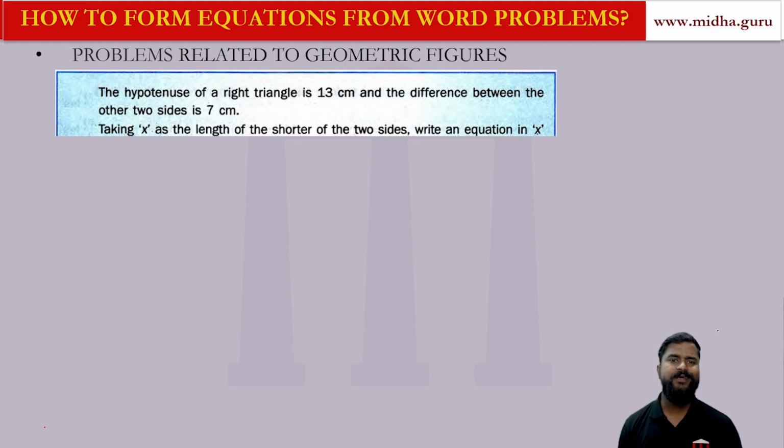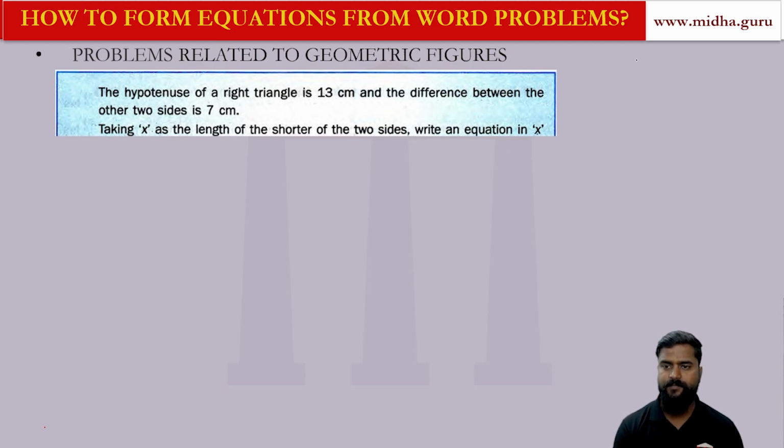So now let us see word problems based on geometric or plane figures. In this we will have relations based on Pythagoras theorem, or else the area of a square or a rectangle related to its sides. So let's try and understand the first step, that is, we are supposed to form equations from the given statements based on geometric figures. This question says the hypotenuse of a right triangle is 13 centimeter and the difference between the other two sides is 7 centimeter.